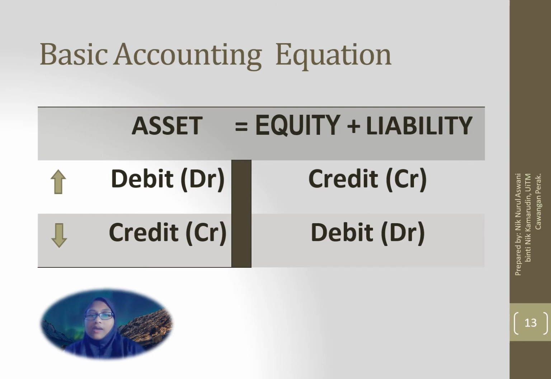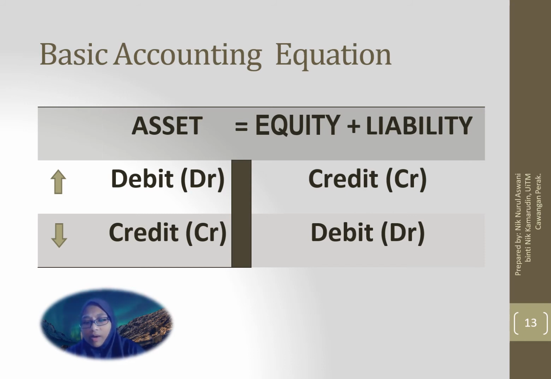In this basic accounting equation, we have three classifications of items: asset, equity, and liability. This is how we arrange the accounting equation: asset equals equity plus liability. When you prepare the statement of financial position, you first show the non-current asset plus current asset, and then you get the total asset. Then you present the other part, which is equity and liability, non-current liability and current liability, and calculate the total equity and liability.